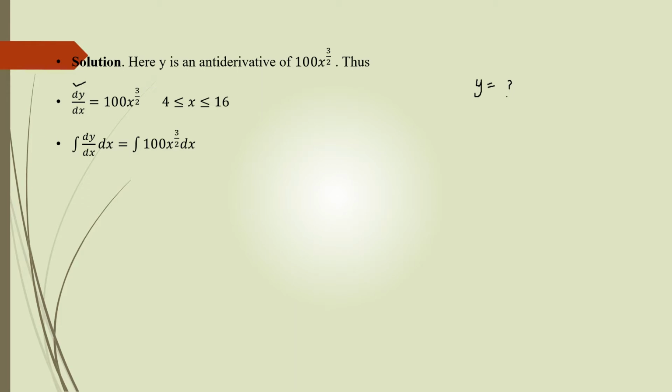Now in this step, the coefficient will move outside of the integration, and inside we have x^(3/2). When we take integration of dy/dx, here we have only y. Now, what will be the integration of x^(3/2)? The answer will become x^(5/2) divided by 5/2.